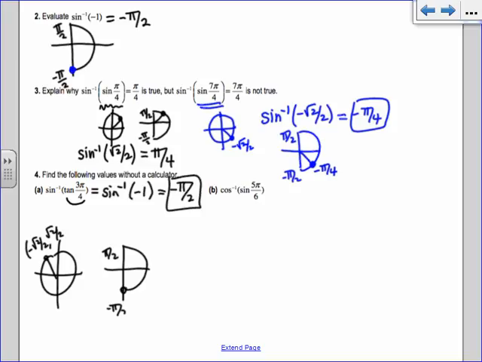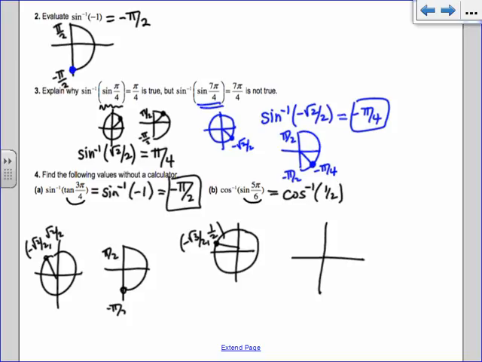All right, inverse cosine of sine of 5π/6. So sine of 5π/6. 5π/6 is right here. Its sine value is 1/2, right? So I'm going to have inverse cosine of 1/2. I haven't talked about where cosine is restricted, have I? So we'll talk about that next. Cosine ends up being restricted to the interval from 0 to pi. So where do I have a cosine value of 1/2? It's right here. It would be at π/3. So that would be the answer there.